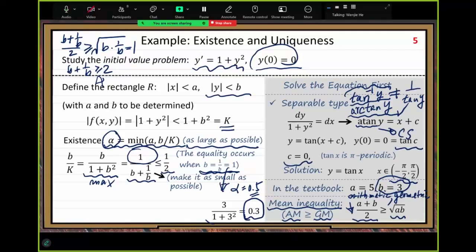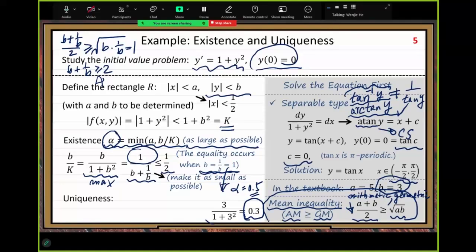So through this example, although we do not have to do this here, because this property is interesting, I use this chance to introduce you to this mean inequality. It's very famous and very powerful, so I just introduce it here.